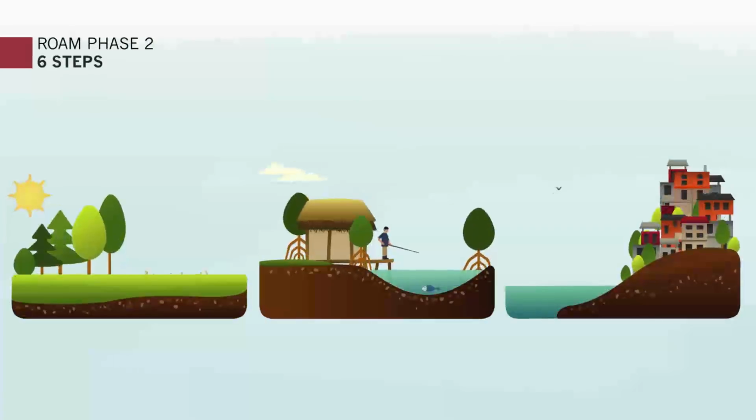Together we can restore degraded land. This video covers the core part of ROAM, data collection and analysis. Let's begin with data collection.